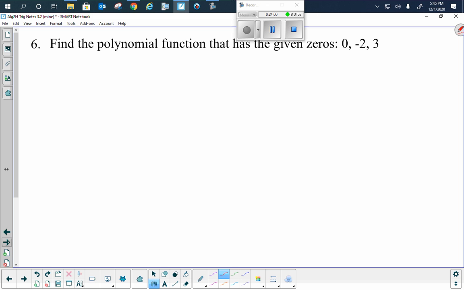Find the polynomial function that has 3 given zeros. Come back and join me. All right, so if x equals 0 or x equals negative 2 or x equals 3, I'll just call it f of x this time. That means x is the first factor, x plus 2 is the second factor, and x minus 3 is the third factor.